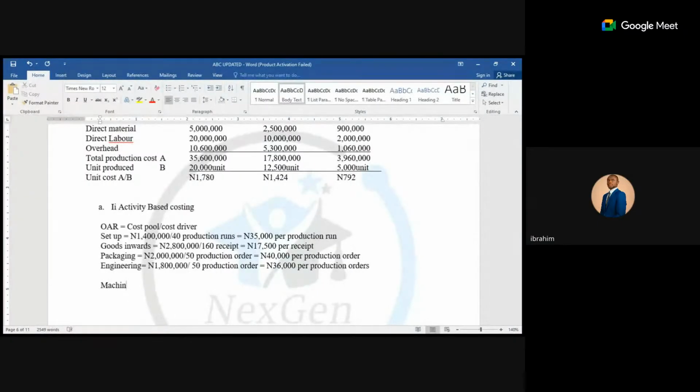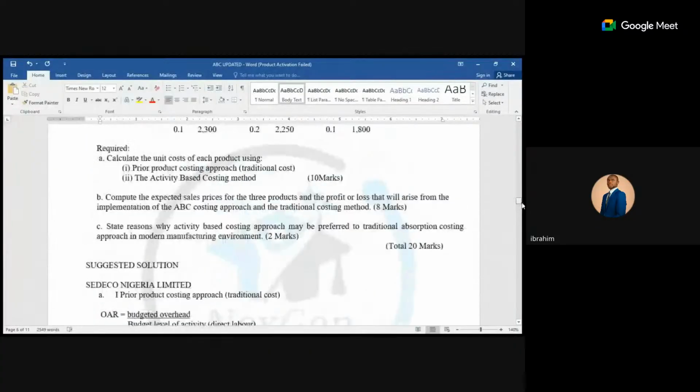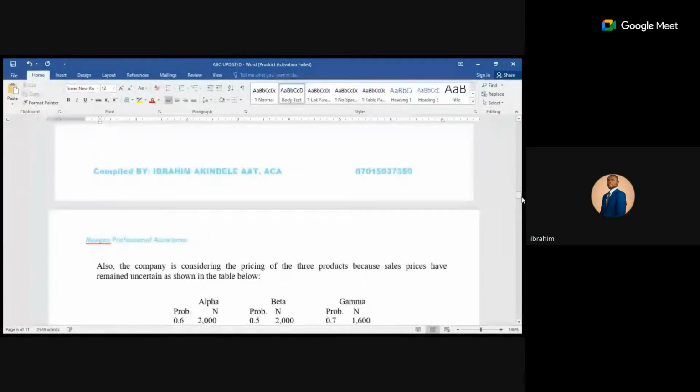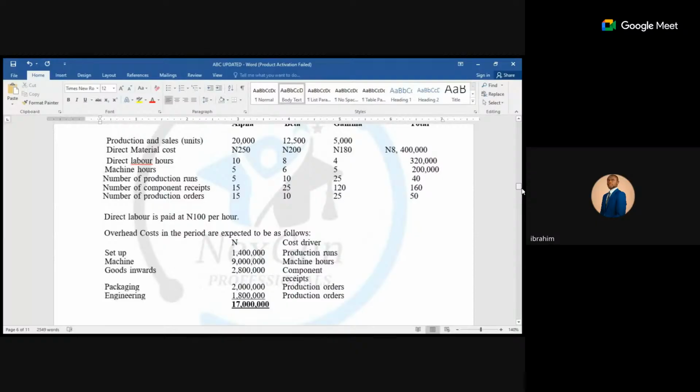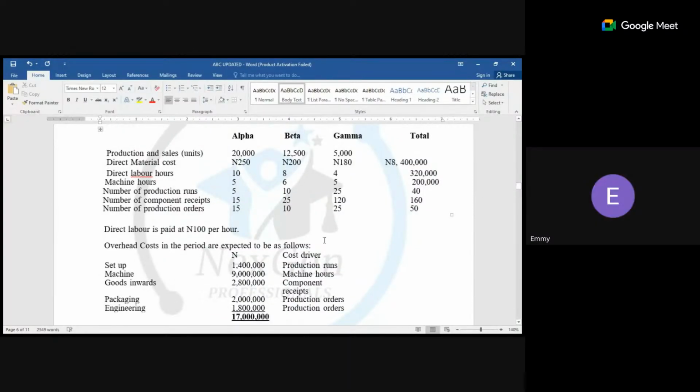Now, what is the machine based on? Machine is based on what, class? Machine is based on machine hours. Is that not so, class? Machine hours. So now let's calculate the machine hours first. Are we there? But let's check.